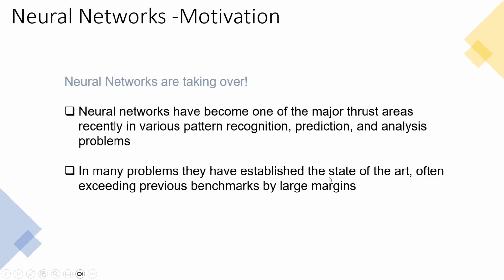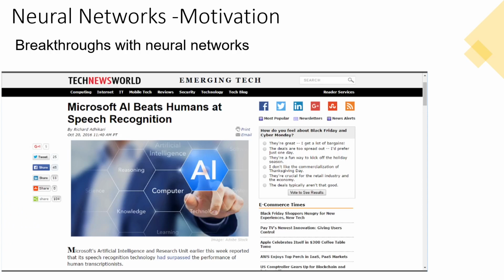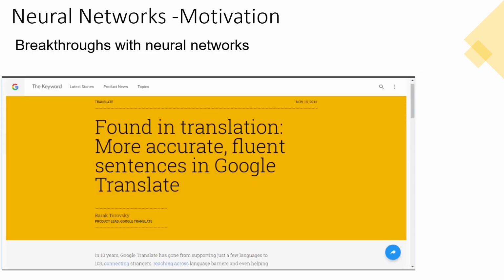So neural networks are taking over, as you have seen with ChatGPT or Midjourney. They are basically doing a lot of stuff much better than human beings. But let's see what people did with neural networks. In speech recognition, Microsoft AI beats human. That's a little bit old news, basically, but that's something that happened.